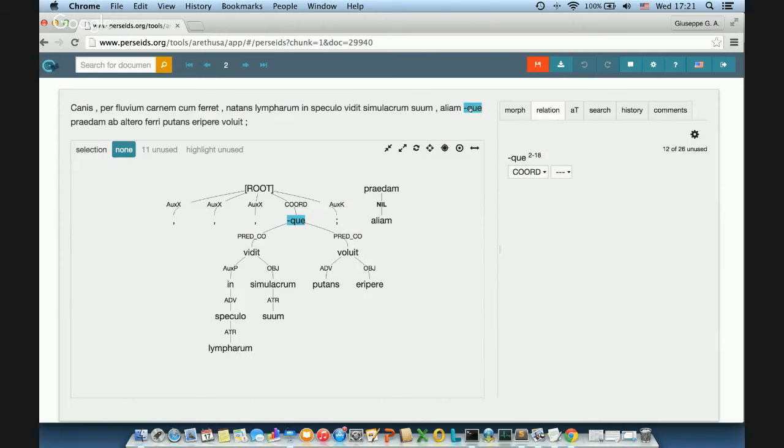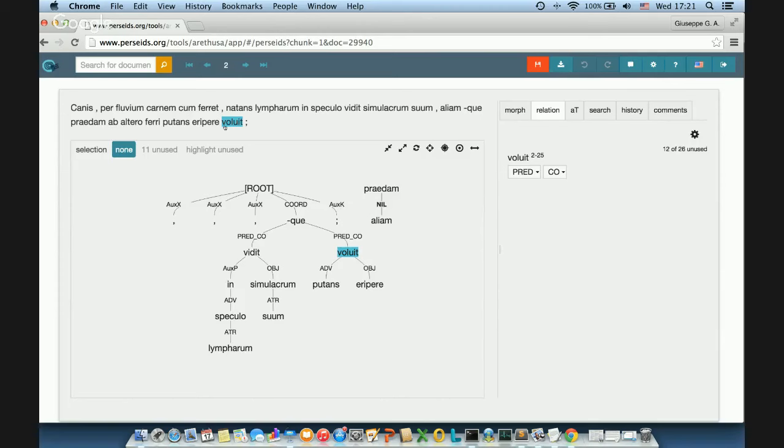And putans, thinking that another prey was brought by another, probably another animal or another dog, this is not specified, eripere voluit. He wanted to take, to grab, of course, the prey. So this is a very literal translation for this sentence.